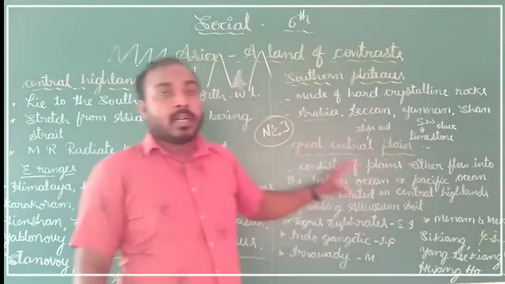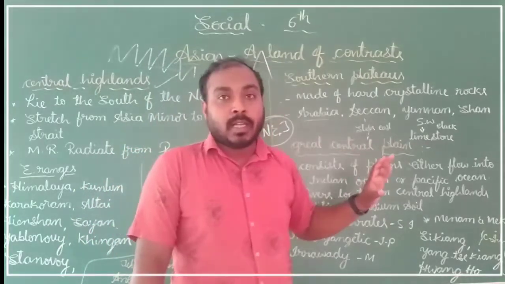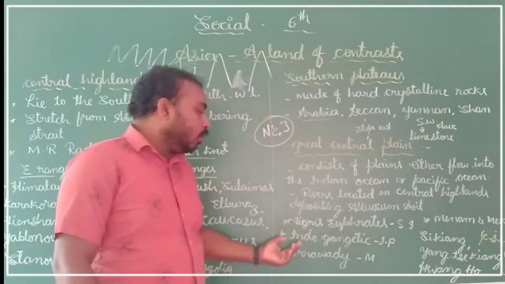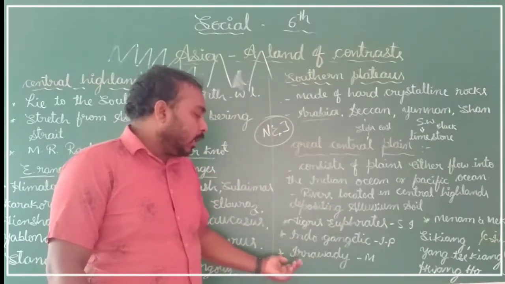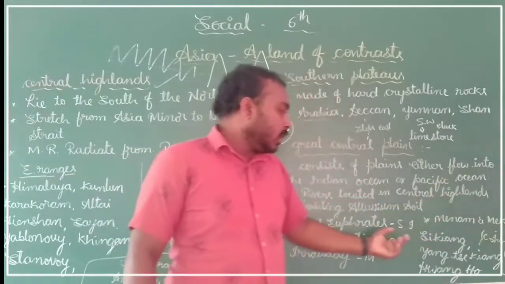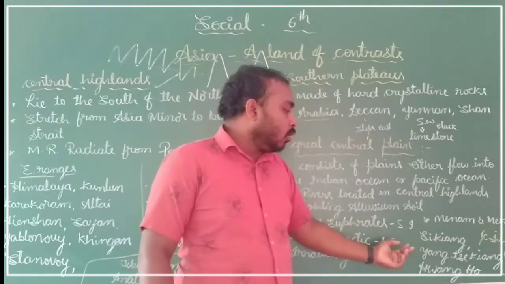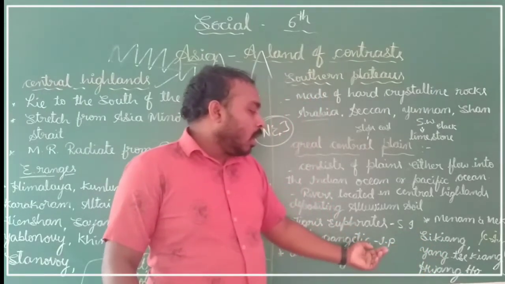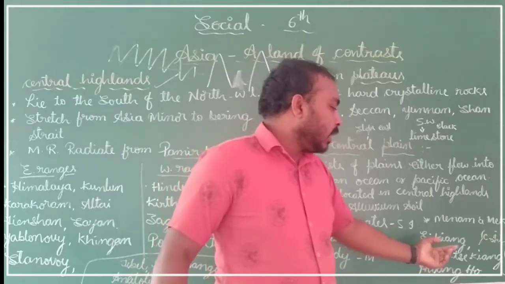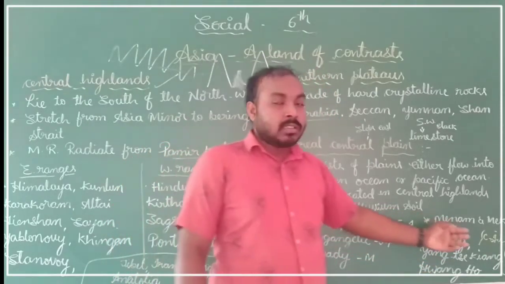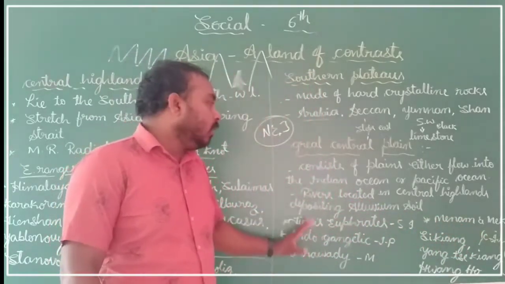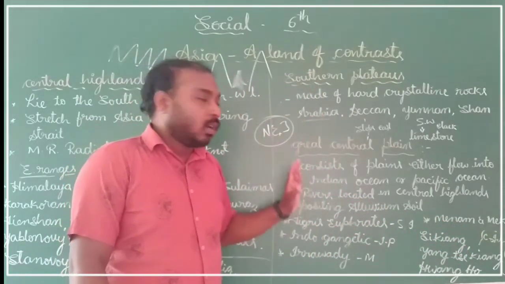What are the important plains found in the Asia continent? Let us see. Tigris, Euphrates, Indo-Gangetic, Irrawaddy, Mekong, Sikyong, Yom, Hwangho, and Yangtze-Kiang or Xinjiang. These are the important plains located in the Asia continent.